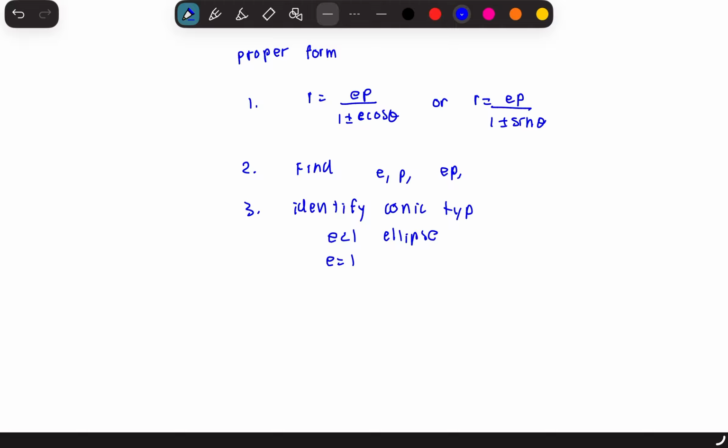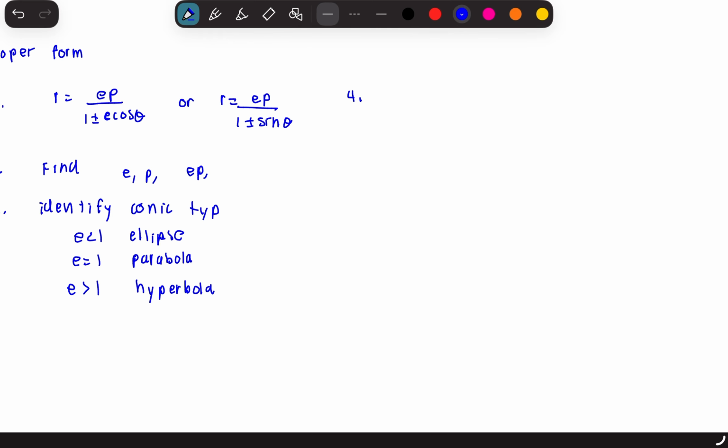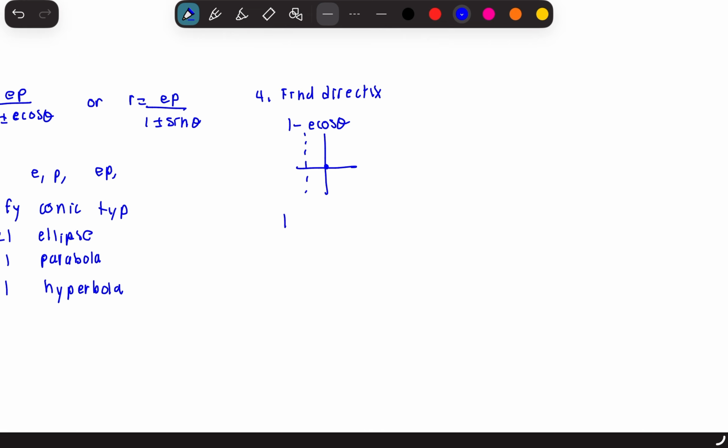E is equal to 1, that is your parabola. And e greater than 1, that is your hyperbola. Now, after that, your fourth step is going to be finding the directrix. So if you have 1 minus e cosine of theta, the directrix is going to be to the left of the pole. Now, if you have 1 plus e cosine of theta, you're going to have it to the right.